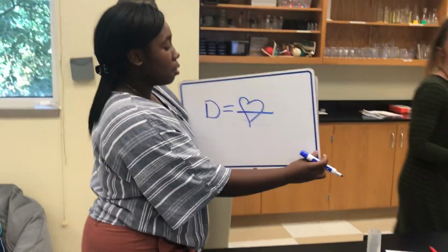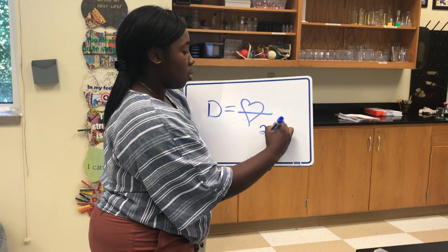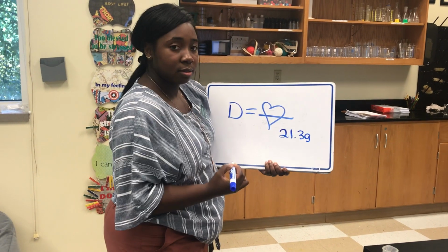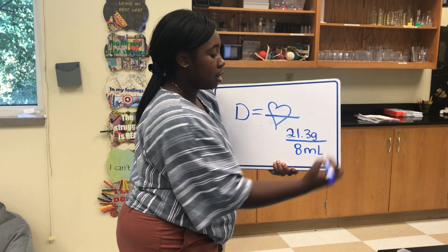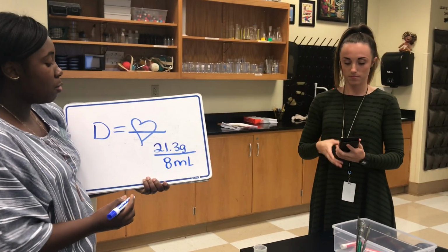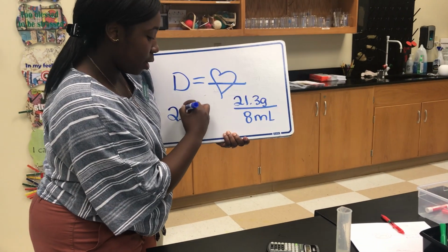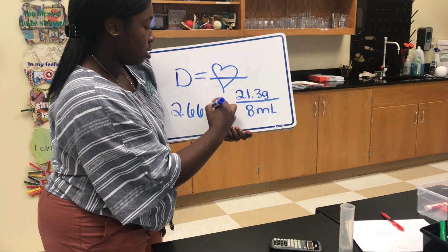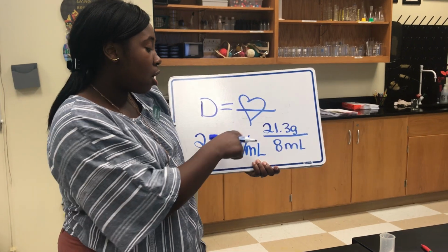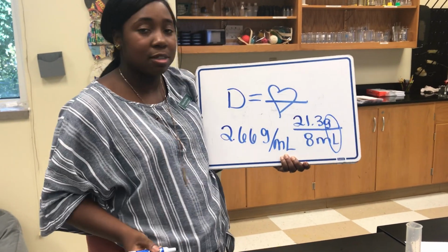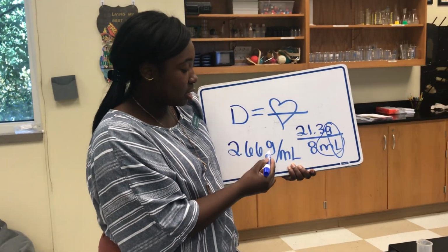So, remembering that density equals mass divided by volume, we're going to take our mass, which is 21.3 grams, and we're going to divide it by our volume, which is 8 milliliters, okay? We're going to do 21.3 divided by 8, which gives us 2.66 grams per milliliter. Notice that my units for density are the exact same thing that I put when I divide. So, 2.66 grams per milliliter.